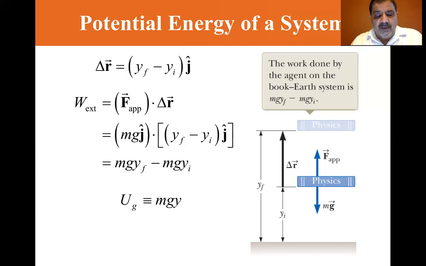It's a scalar quantity. The potential energy is a scalar quantity, just like work and kinetic energy. So if we rewrite the equation, the external work is equal to the change in gravitational potential energy, U sub G. The net external work done on the system in this situation appears as a change in the gravitational potential energy of the system. It represents a change in the configuration of the members of the system.